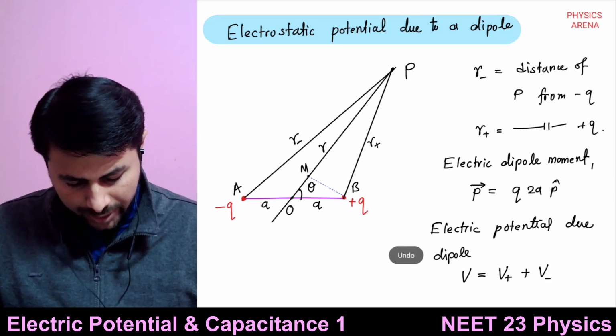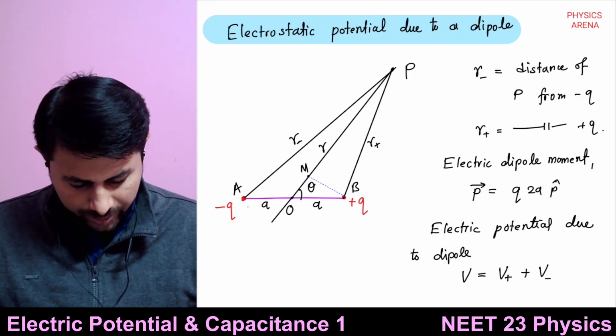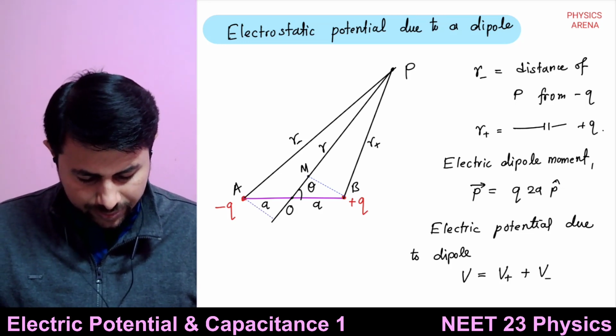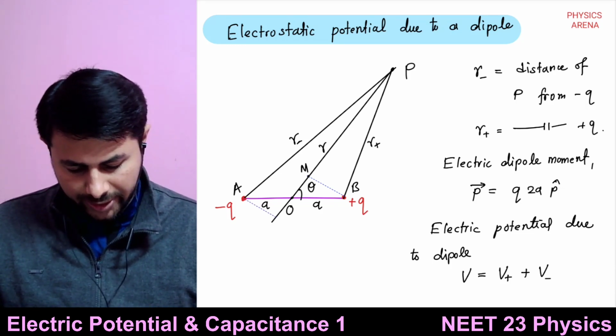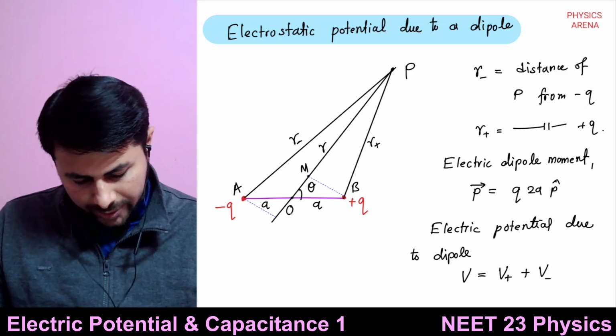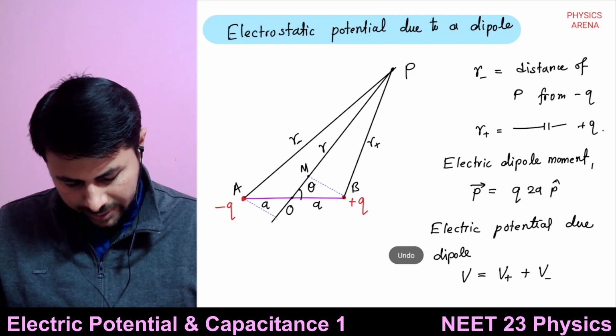I will draw a perpendicular from minus Q, so it meets at this point. Suppose this point is N.